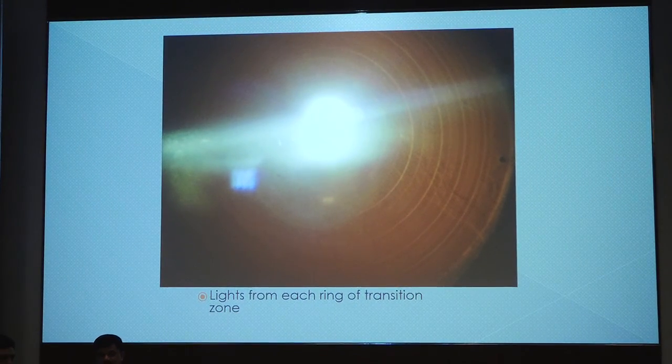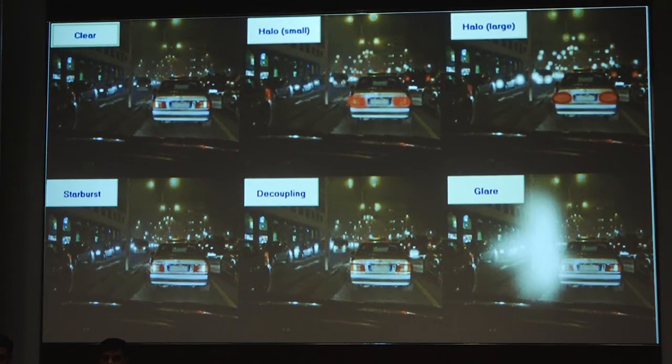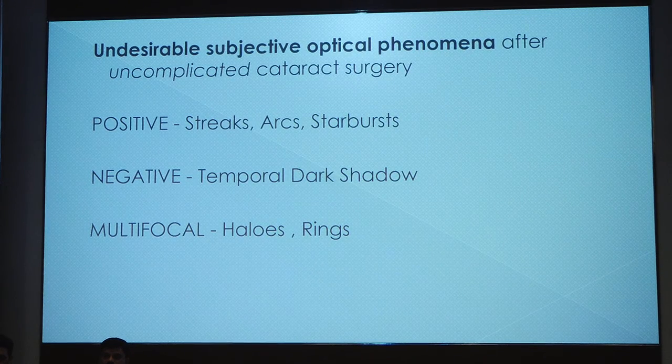So this is not what we are bothered about. You wouldn't put this in a patient who is a type A personality who would naturally complain. You would also be hesitant. You would have warned the patient about this. There are many other positive and negative dysphotopsias that we would want to talk about. Basically, these are undesirable optical phenomena. They are subjective to the patient. We can't really measure them.